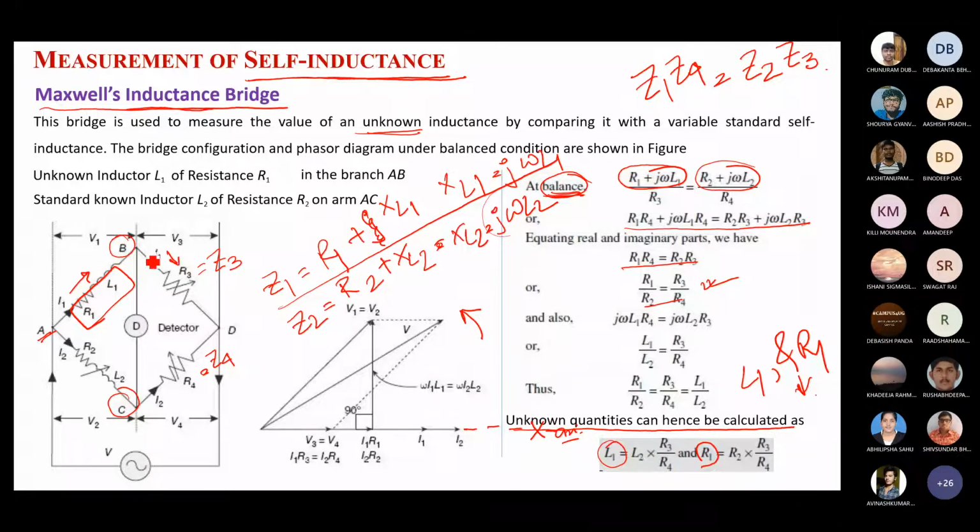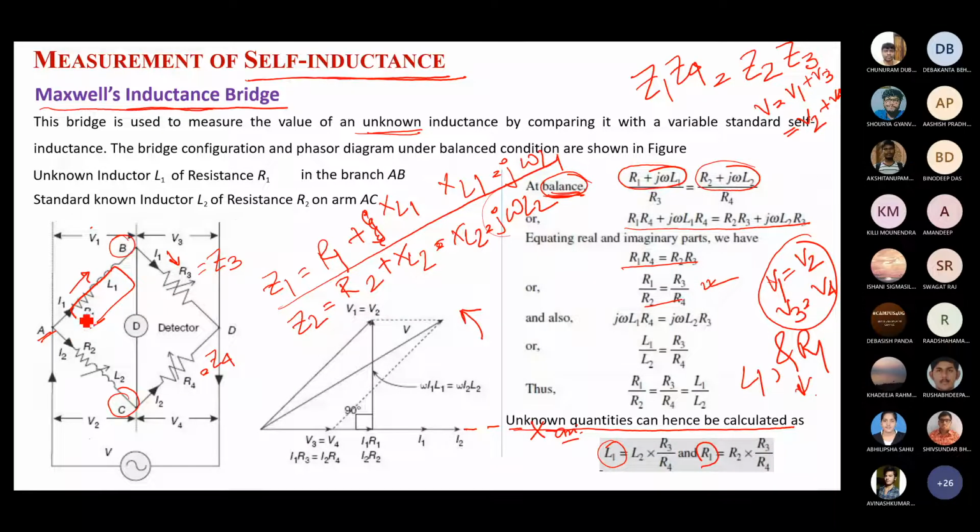What is our first condition? What we have to find out are the formulas. You know that at balance condition V1 equals V2. So the first condition is V1 equal to V2, and the second condition is V3 equal to V4. Another thing is that V equals V1 plus V3, or V2 plus V4.